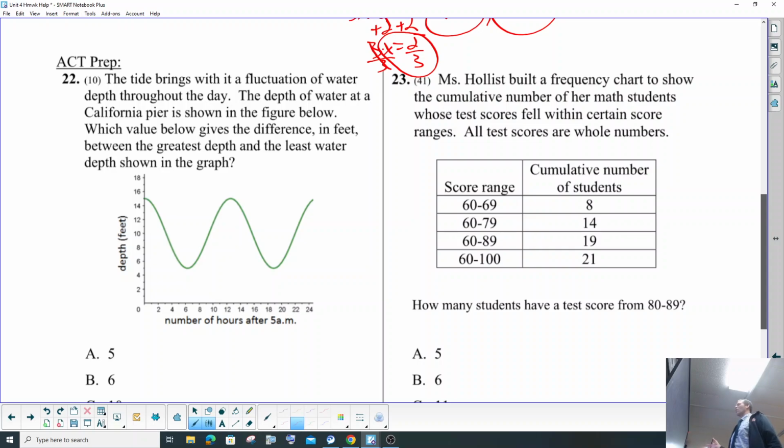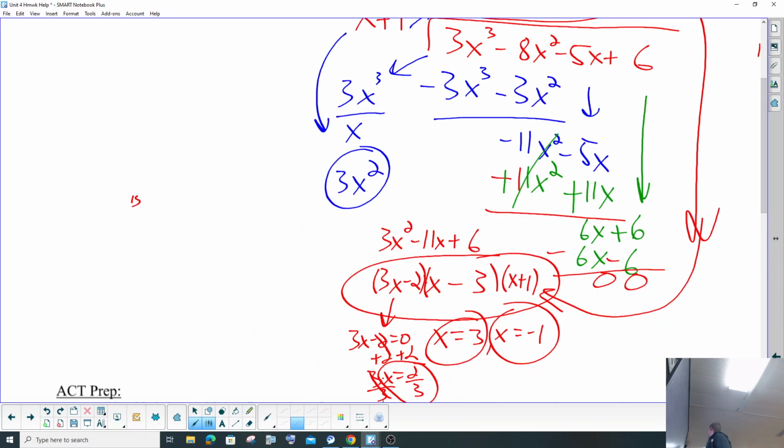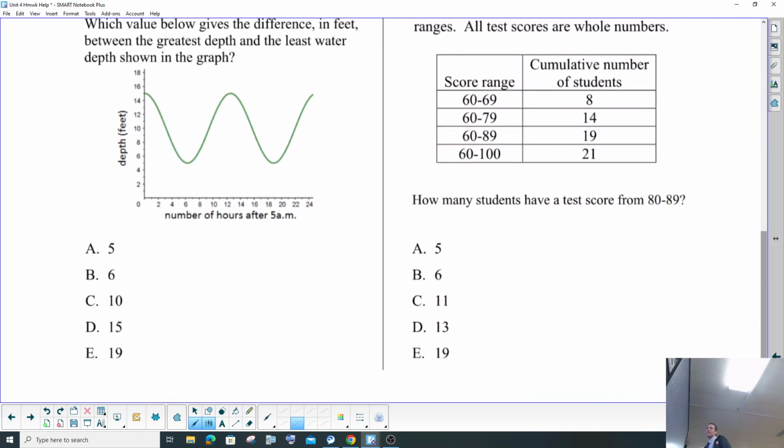So they want to know which value below gives the difference in feet between the greatest depth, that's 15, and the lowest depth, right? The greatest depth and the lowest. What's the difference between the least water depth and the greatest? So the least is about what? Least is about 5. So we got 15 minus 5, right? So 15 minus 5 is 10.